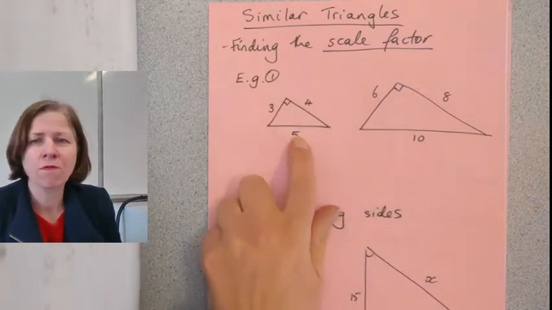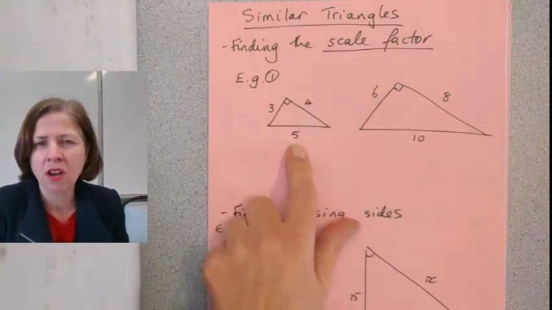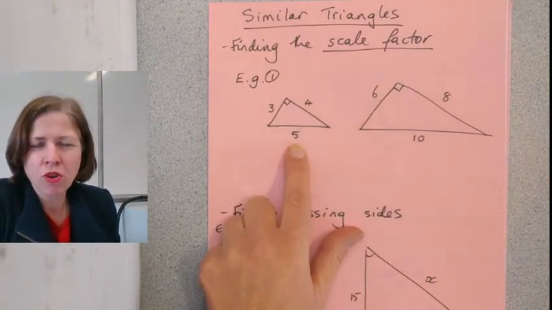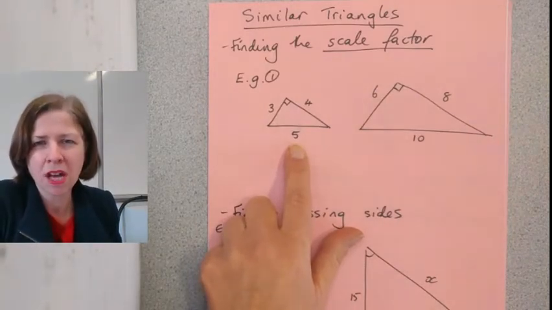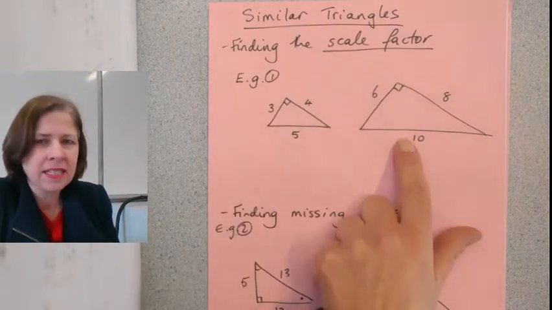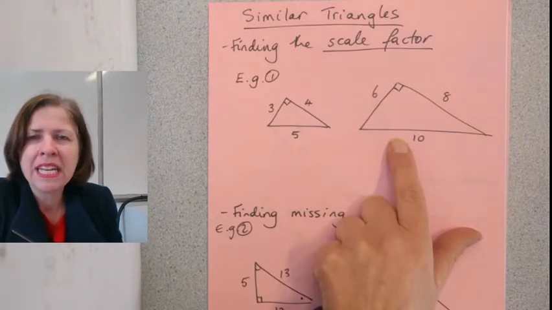This is a 3, 4, 5 triangle. This is an old friend. We know this guy. This is a Pythagorean triad, which means it's a right-angled triangle with all whole number sides, which is very useful. So this is the same triangle, but enlarged.